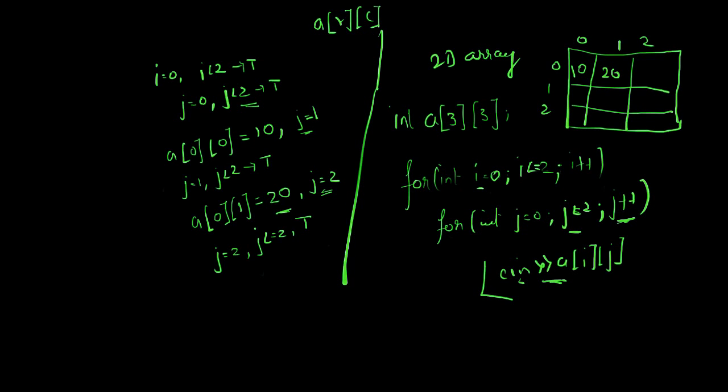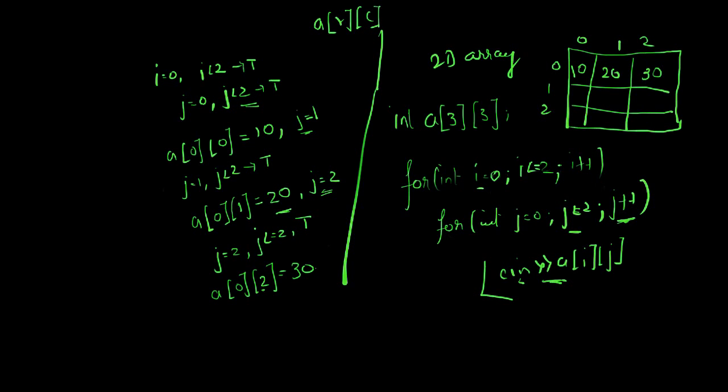Again it gets back into this particular statement. It gets the value of a of 0, 2. The value of j has been changed, so this is 2. Now whatever value I give over here, it goes to 0 and 2, that is 0th row and second column. So 30 comes over here. Fine. So what happens after this?